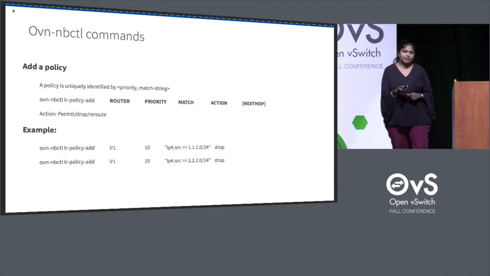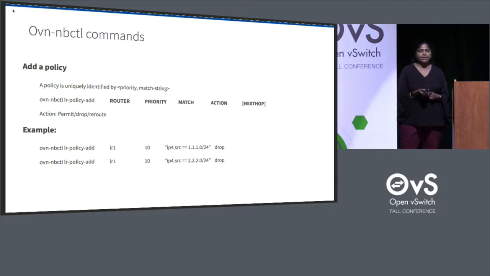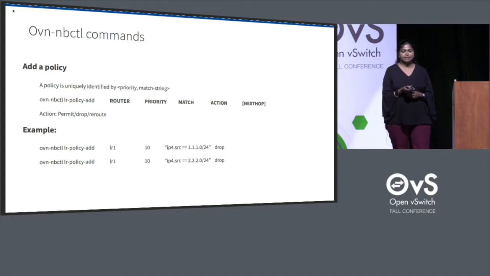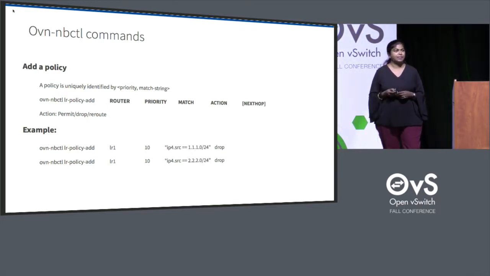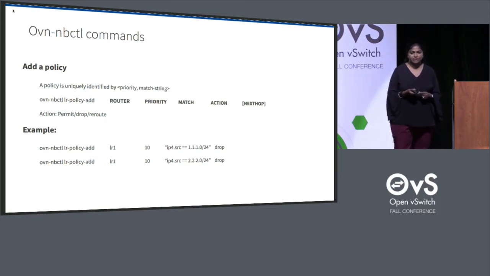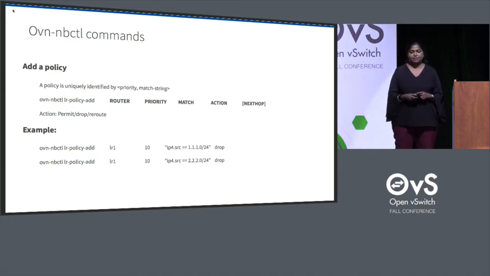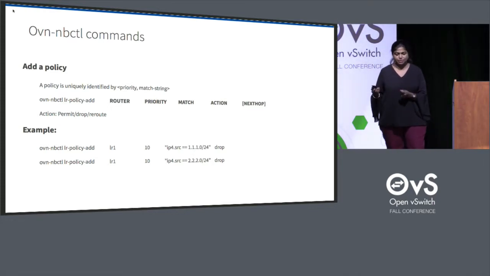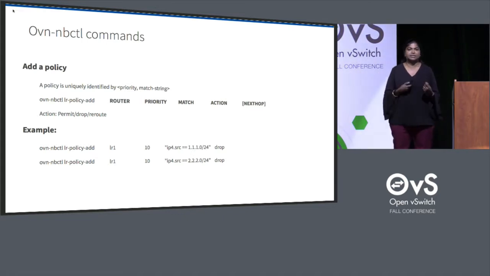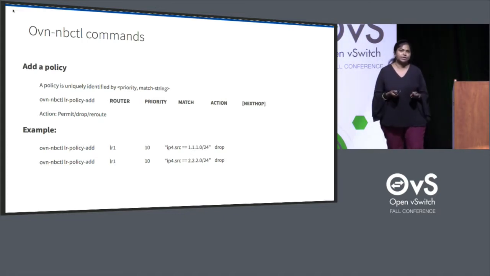Here are the OVN NB commands proposed. The command to add a policy is LR policy add. The parameters are router, priority, match string, and an action, and an optional parameter of next hop. The action can be permit, deny, or reroute. A policy is uniquely identified by a priority and a match string, so it is possible to have multiple policies with the same priority. In the example I've given, I have 2 policies with priority 10 with different match strings. The expression for the match string is similar to the match string in the logical flow of the OVN southbound database.